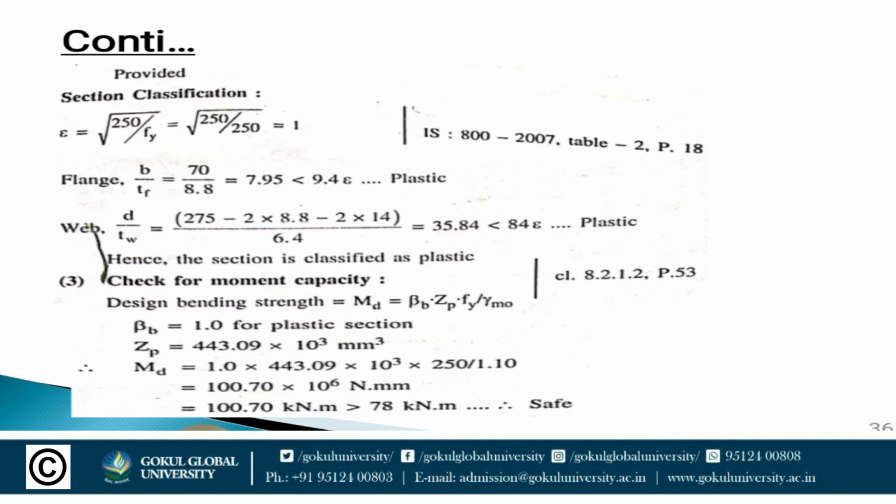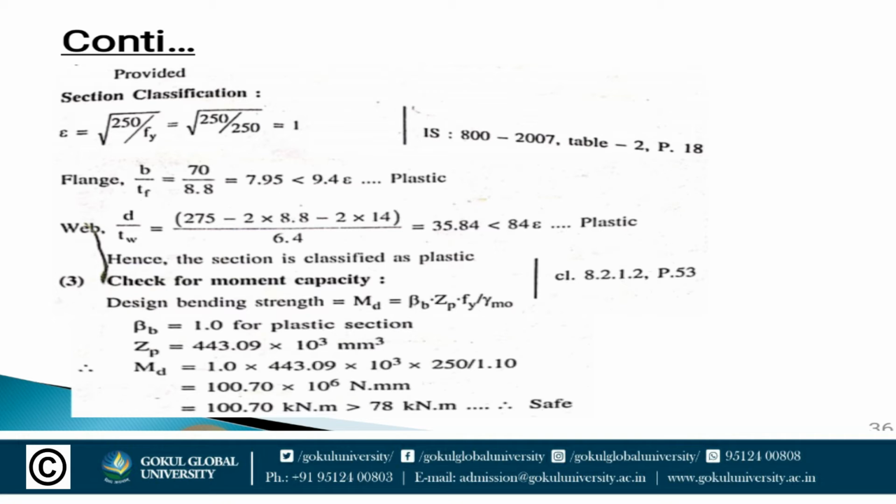Then after we identified the section, it is plastic, semi-compact or compact. So we go to the IS 800 table number 2, page number 18. We have the equation epsilon is equal to square root of 250 divided by Fy. Then we identify the flange and web, and then we define the section. So our section is classified as plastic. Our provided section is plastic, so whether this section is okay or not, we have to check.